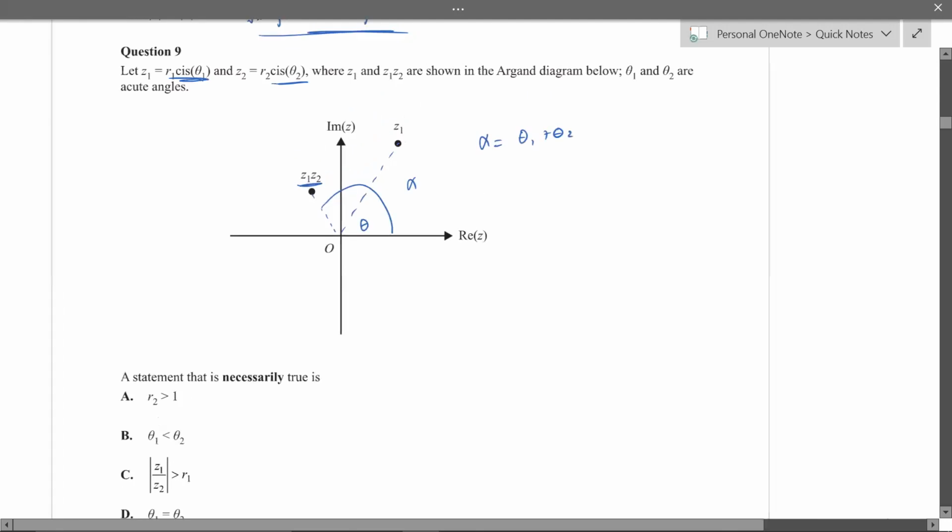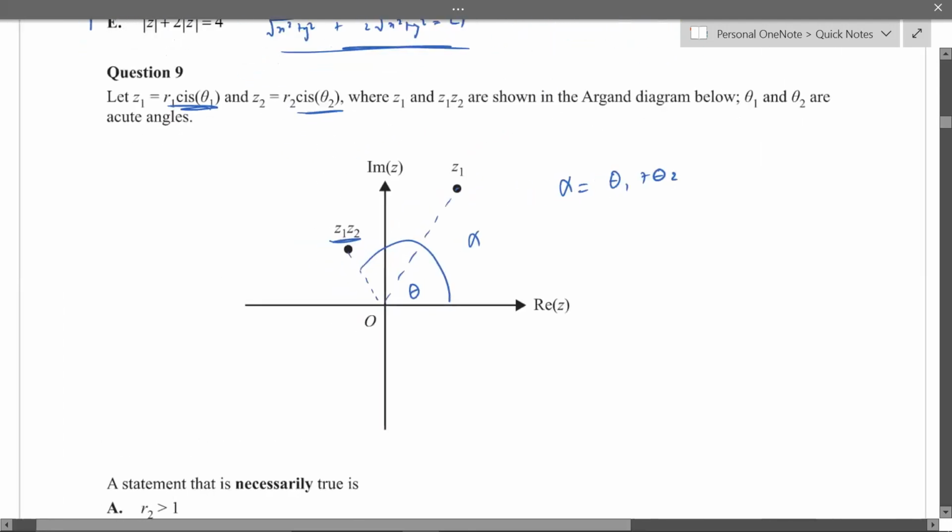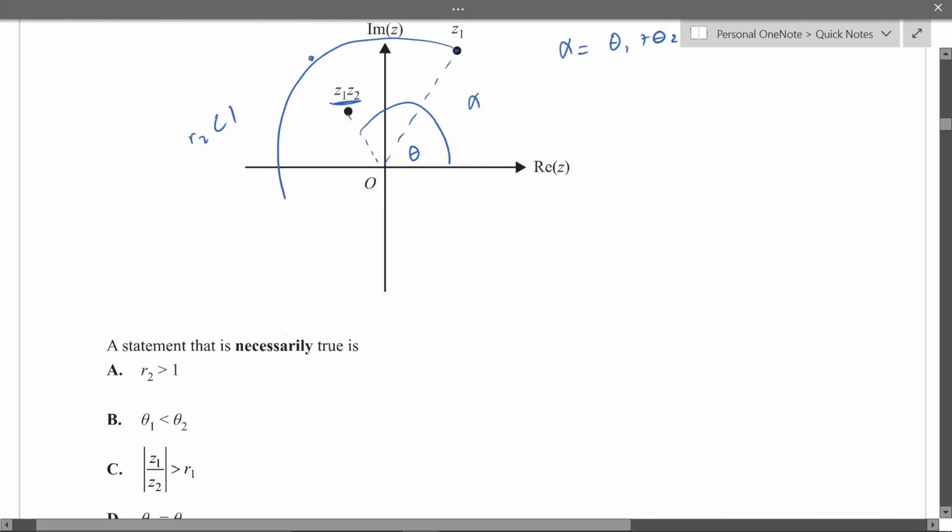So R2 is greater than 1. That's not true, because when we multiply in complex numbers, if R2 was greater than 1, then the mod of this, so the length from the origin, would be greater than where Z1 was originally. So if we draw like a radius circle, if A was true, this dot would be somewhere further away from this circle, but it's less than, so we know that R2 is in fact less than 1.